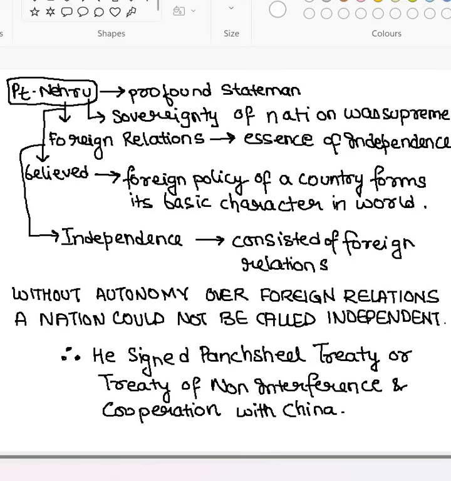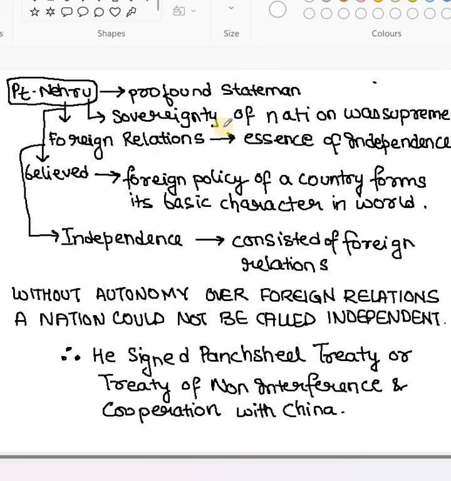And that is why he signed the Panchsheel Treaty or Treaty of Non-Interference and Cooperation with China also, after the disputes regarding the boundaries between India and China. तो यहाँ पर नेहरू जी ने ये पॉइंट दिखाया है कि इंडिपेंडेंस के लिए फॉरेन रिलेशन अच्छे होना काफी इंपॉर्टेंट है, और एक सोवरेन, एक ऑटोनॉमस फॉरेन रिलेशन होना जिसमें बाहर कोई आपके इंटरनल अफेयर्स में इंटरफेयर ना करे, ये भी बहुत इंपॉर्टेंट है. That is why India never interferes in the domestic matters of Sri Lanka. Right? Why? We help Sri Lanka, but we do not interfere in the domestic matters. Why? Because it is the essence of our foreign relations.